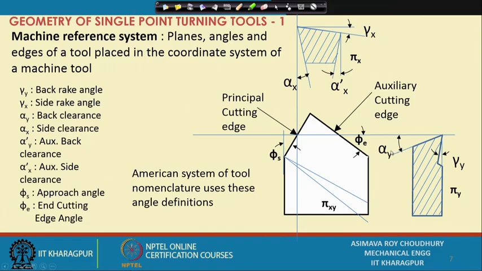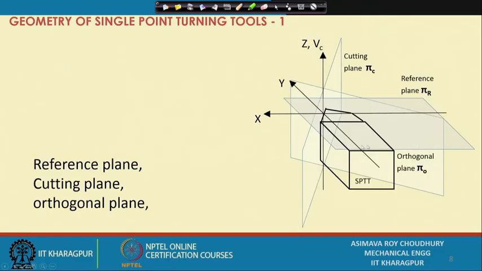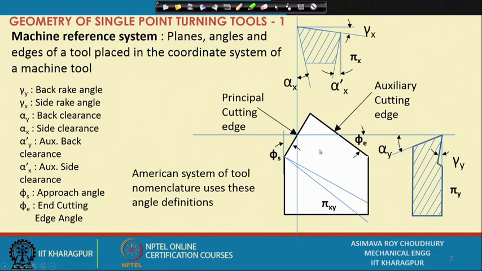Alpha y is the angle between, if you notice, this is the trace of the cutter in the cutting tool in the pi y plane. Okay. And which part of the cutting tool? This is the flank surface. We cannot see it here, we cannot see it in the plan view, but it is hidden.